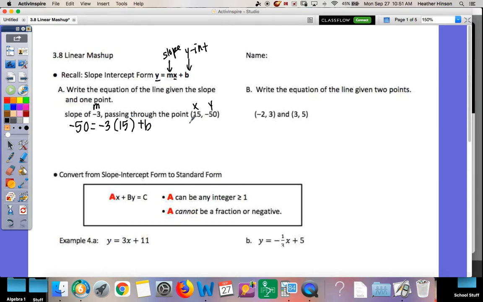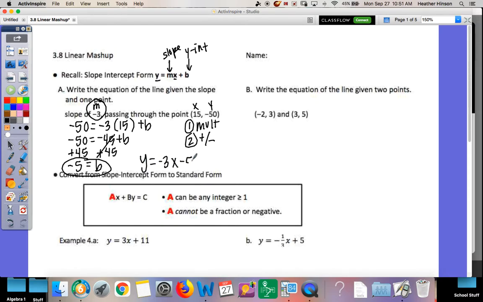So remember, we have two steps to this. We're going to multiply negative 3 times 15, that is negative 45, and then we're either going to add or subtract. So this is a negative 45, so we're going to add that. And negative 50 plus 45, that is negative 5. So that's my b. My m was negative 3, so my equation is negative 3x minus 5. So y equals negative 3x minus 5.